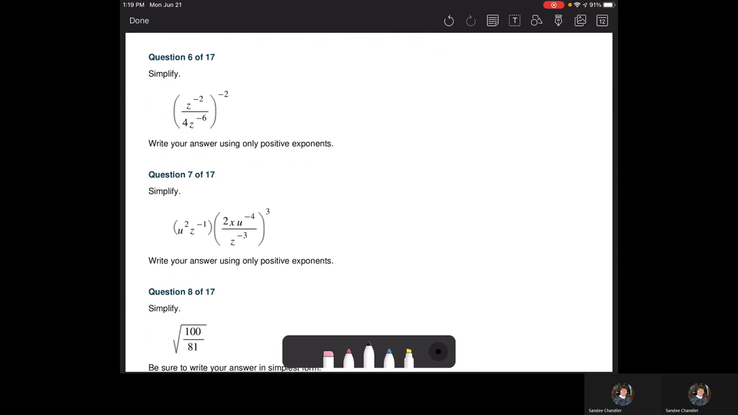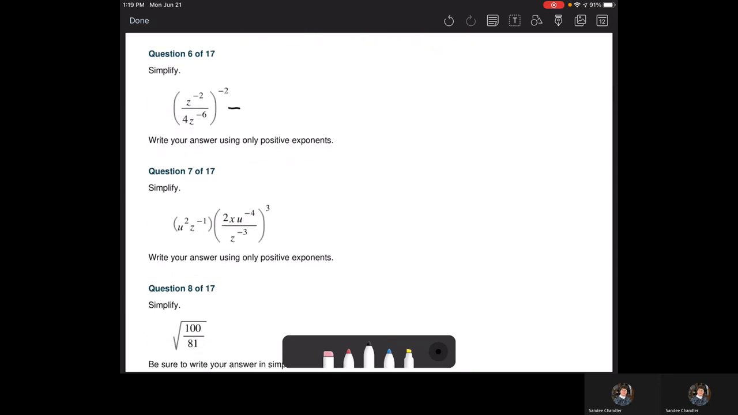Basically, that's all that's going on around here. I'm going to do it again. Now, when you have a fraction that has the reciprocal exponent, just flip the whole fraction. Now, this reciprocal flip has to do with that outside negative.